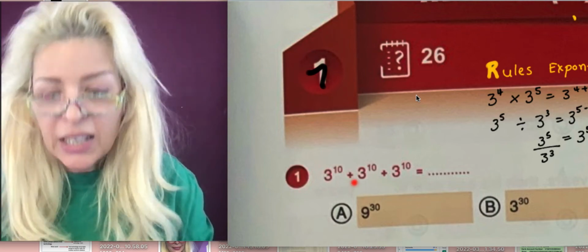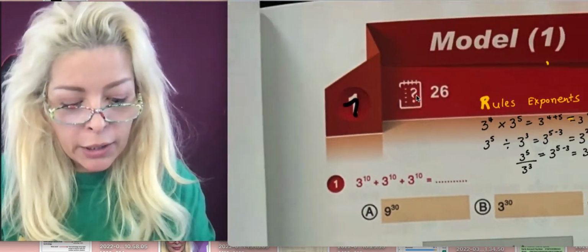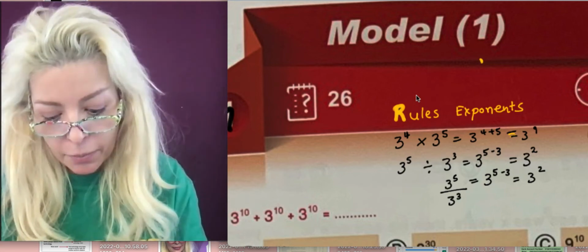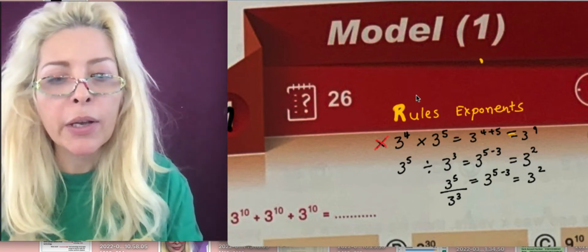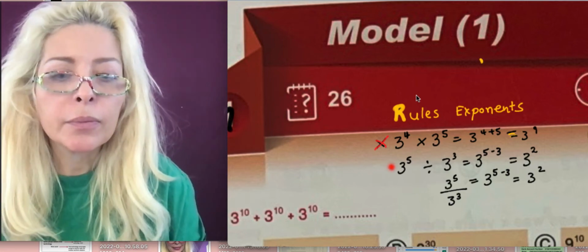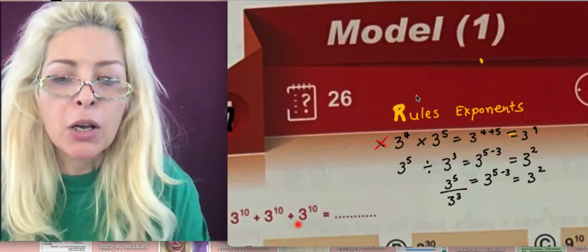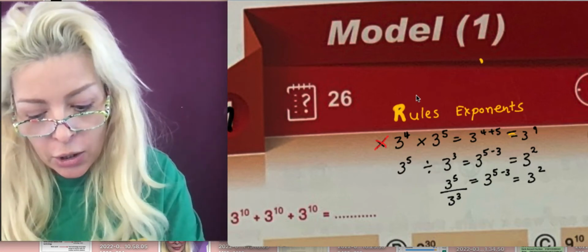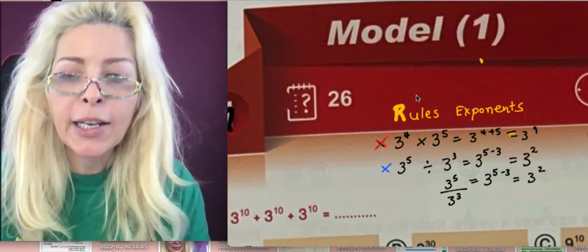Okay, is this multiplication? No. So can we add the exponents? No, we can't add them. So I'm going to put no, we can't use this rule. Sorry, guys. Can we use this rule? This is division. Can we use this one? No, because this is addition. So we can't use this rule either. Sorry, I'm not going to use it because it doesn't apply. We're not dividing exponents here.